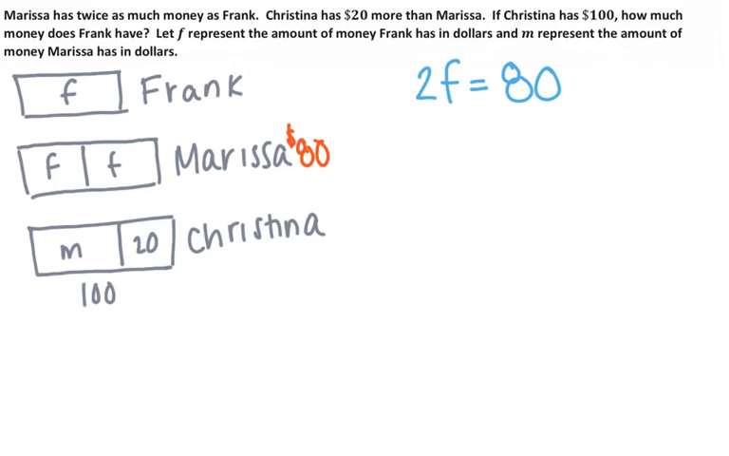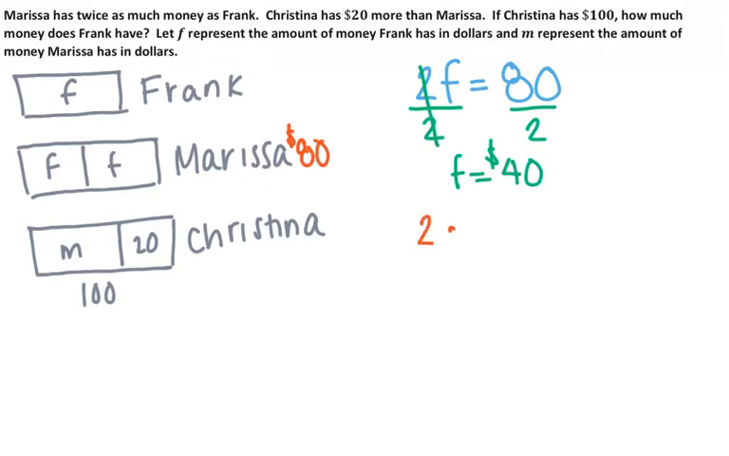When we are multiplying, the opposite of multiplying is dividing. So we're going to divide both sides by 2. The 2's will cancel out, so we're left with F. And 80 divided by 2 is 40. So Frank has $40. And we can go back and check this.